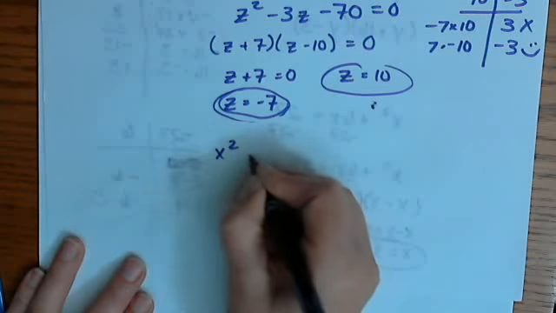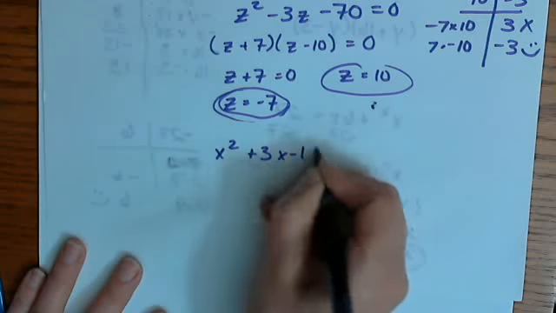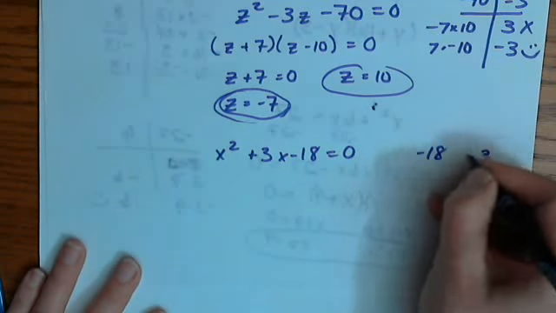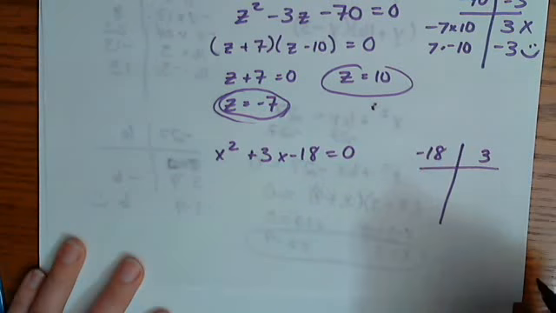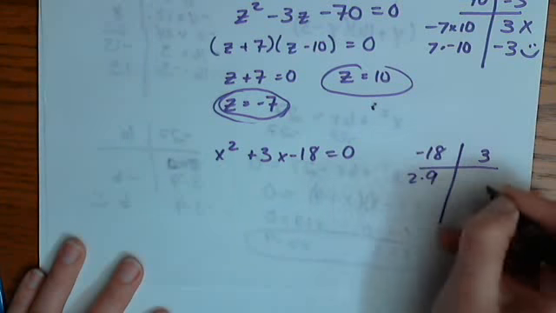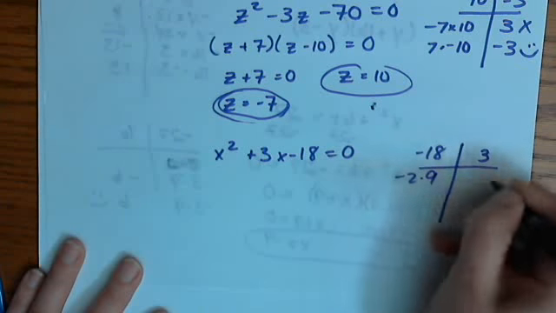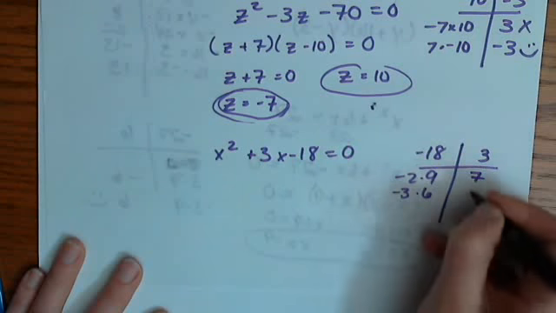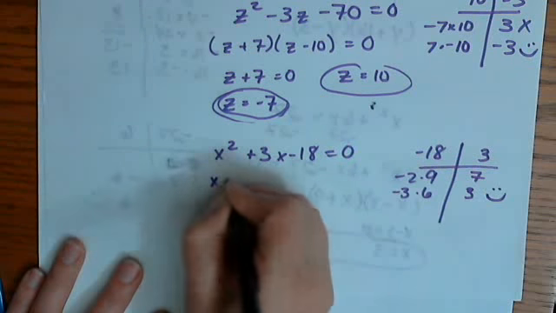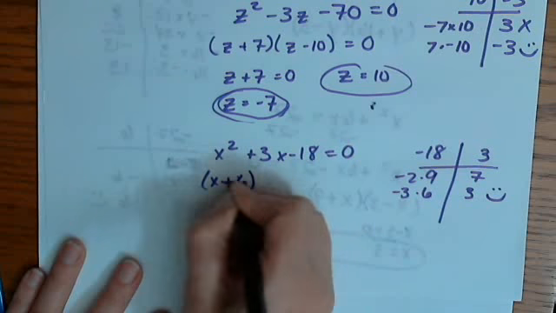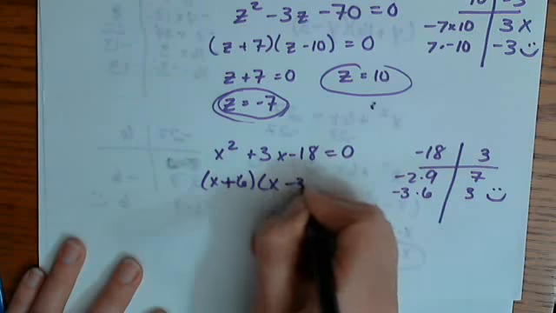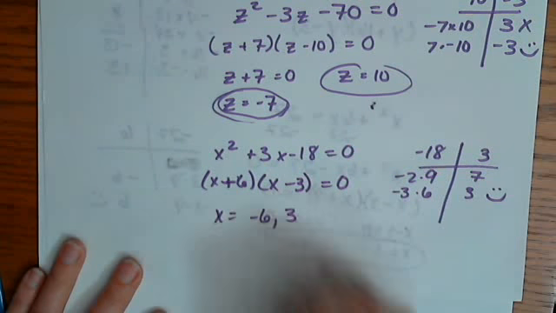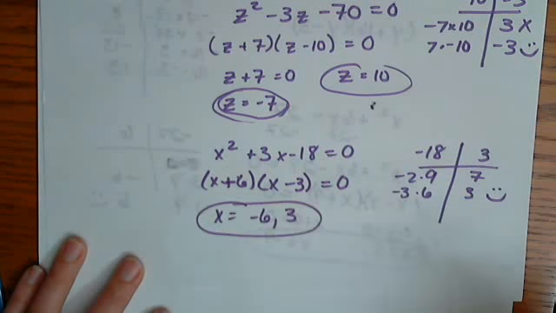This one, they already put it together for you, so you don't have to do quite as much work. And we want to multiply to negative 18 and add to 3. Let's see, 2 times 9 multiplies to negative 18, so negative 2 times 9 adds to 7. 3 times 6, let's make that a negative. Add it, there we go. So that's going to be x plus 6 and x minus 3 equals 0. So x could be a negative 6 or a positive 3. Those would be your 2 possible answers.